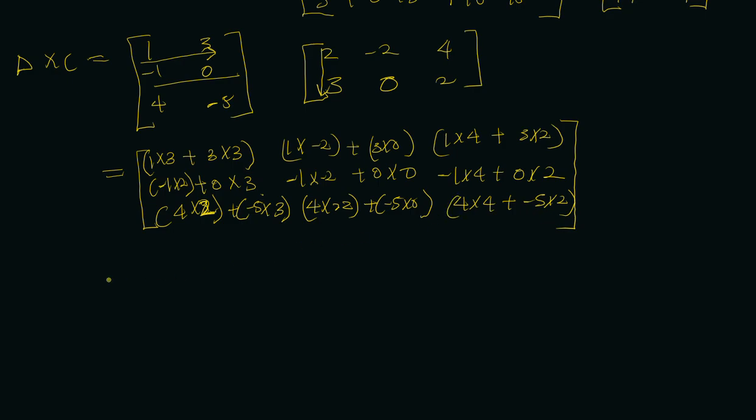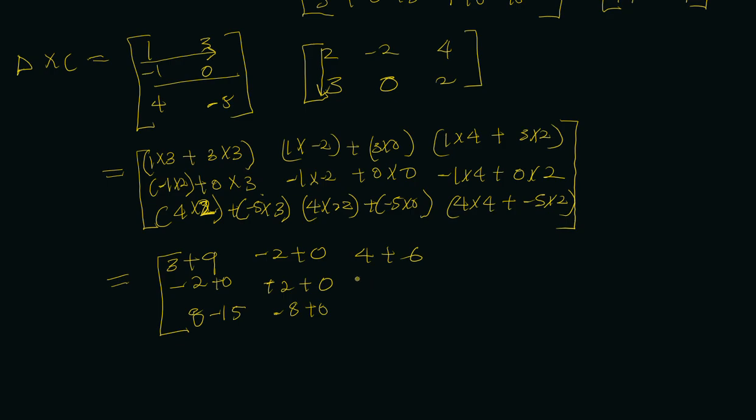Alright, okay. So this is equal to 3 plus 9, minus 2 plus 0, 4 plus 6. And we have minus 2 plus 0. And we have 8 minus 15. And we also have here, that's minus 1, and we have plus 2 plus 0. And now we have minus 8 plus 0. This minus 4 plus 0. This 16 minus 10. So what's going to be the answer?